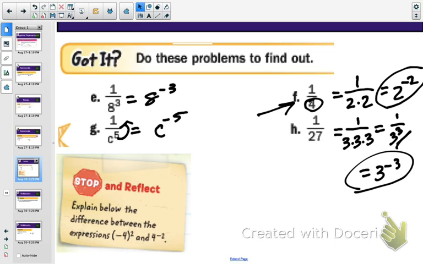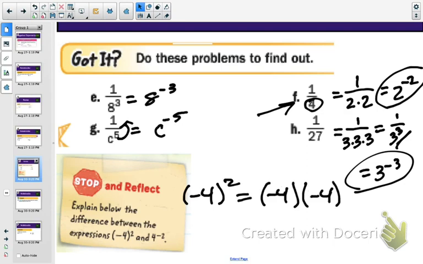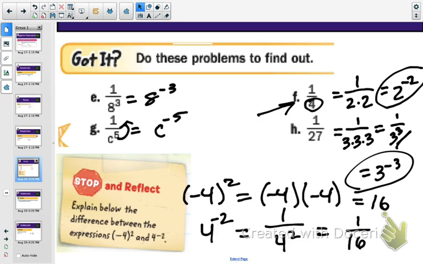Okay, and also look at this stop and reflect thing right here. It says explain the difference between the expressions -4 squared and 4 to the -2. So if you think of -4 squared, that's the same as -4 times -4, which is positive 16. And then 4 to the -2, that means we're going to make it a fraction, and that's going to become 1 over 4 squared, which is 1 over 16. Okay, so they're actually reciprocals of each other, but they are not the same. So don't say that 4 to the -2 is -16.